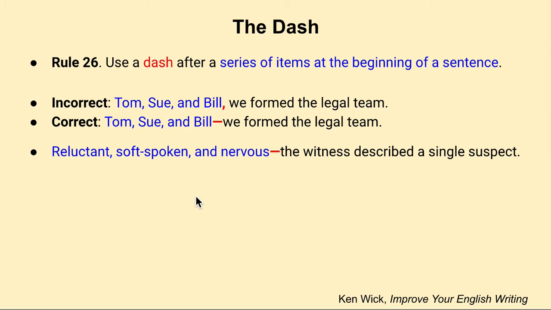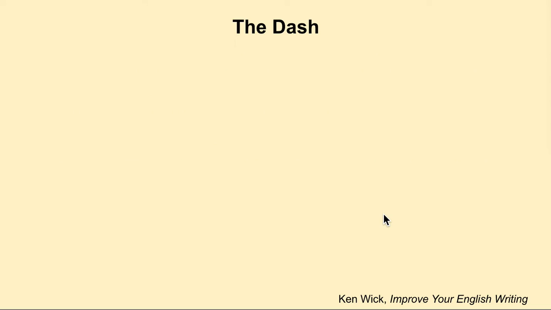And here, you've seen this when I did rule number 25. So here we just put the series at the beginning: reluctant, soft-spoken, and nervous, dash, the witness described a single suspect.